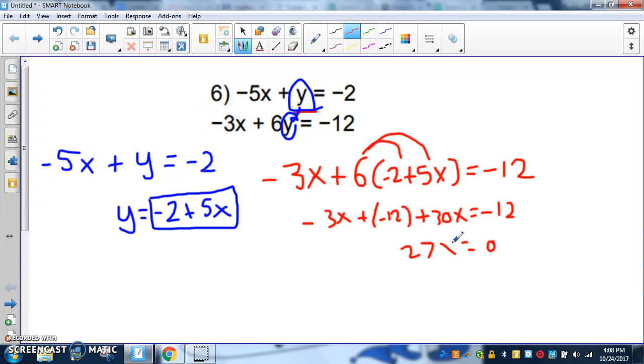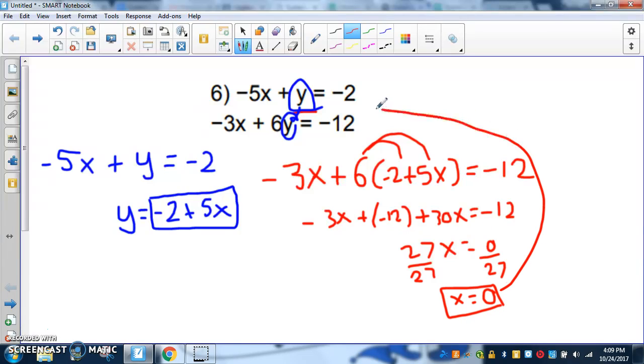Don't freak out if you ever see a problem like this. This is good. Think about it. 27 times what is 0? Correct answer there is 0. Another way to do this, divide each side by 27. You still get 0 divided by 27 is 0. X is 0. Now, how do I find y?